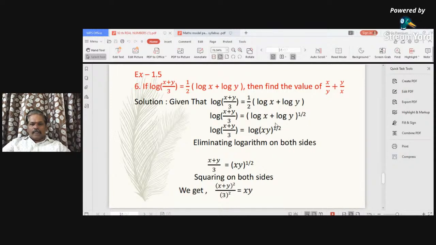So here log x plus log y is in the form of log a plus log b, which is log ab, whole power 1 by 2. Eliminating log on both sides, we get (x plus y) by 3 equal to (xy) whole power 1 by 2. Squaring on both sides, here (x plus y) whole square by 3 square. On the right-hand side, (xy) whole power 1 by 2, square and root get cancelled, it will become xy.